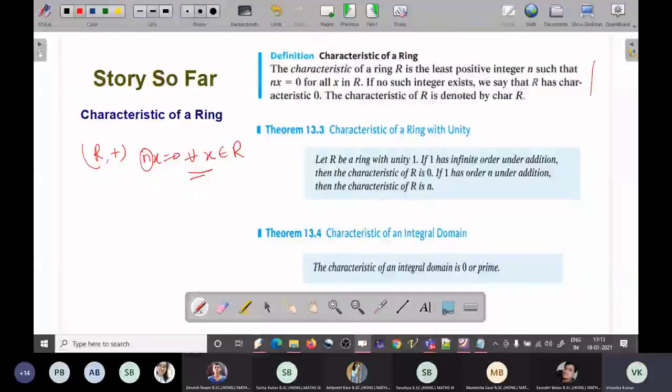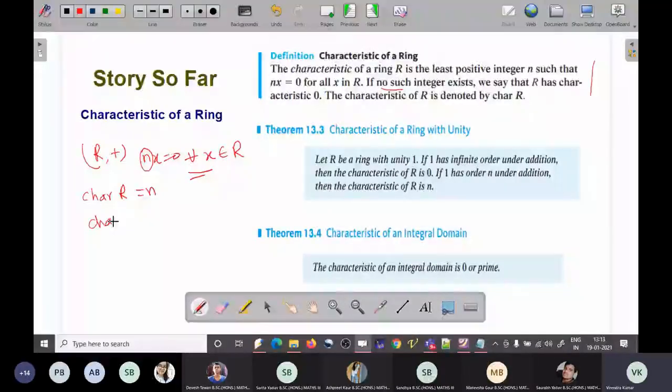So the characteristic of that ring is n. If no such integer exists, then we say that the characteristic of that ring is 0. So there may be two possibilities, either 0 or a finite number. This n should be the least n such that this holds. So this was the definition, and then we have two results.